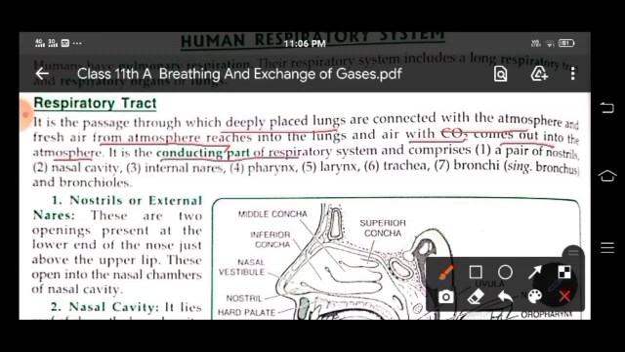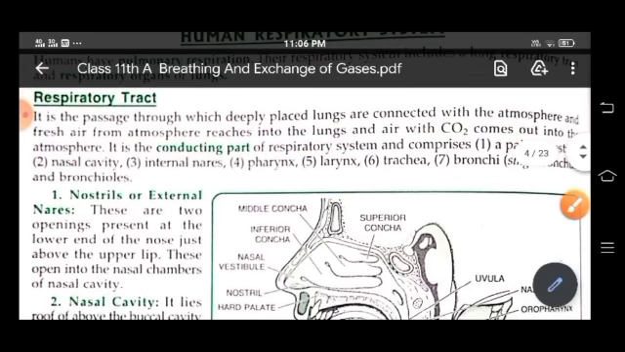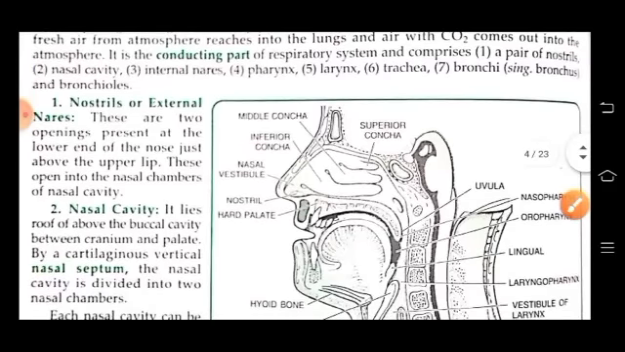It is a conducting part of the respiratory system and consists of a pair of nostrils, nasal cavity, internal nares, pharynx, larynx, trachea, bronchi, and bronchioles. So let's move on to the first part of the respiratory tract.